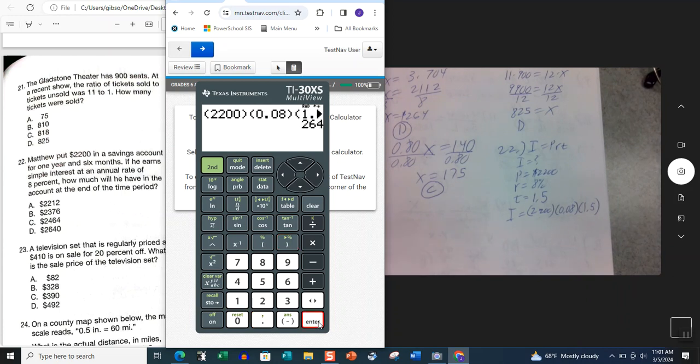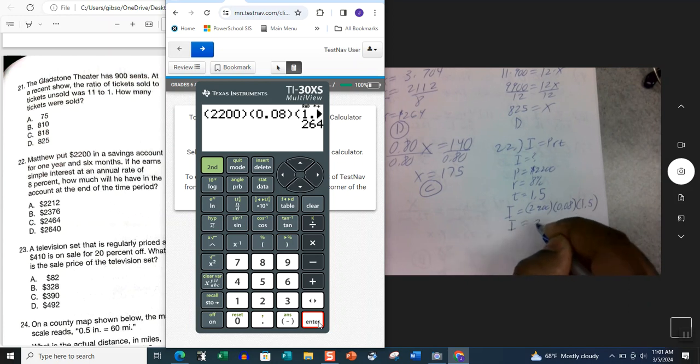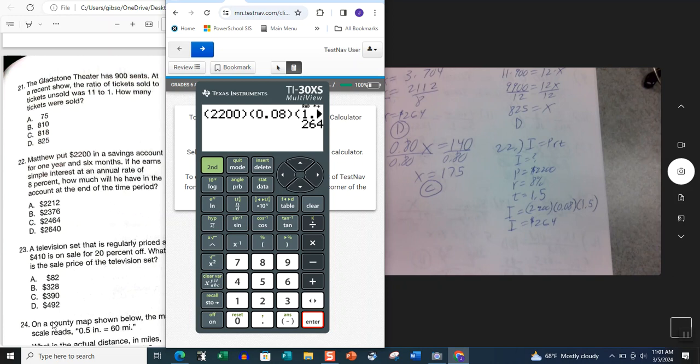Press enter. So the interest would be $264. Now that is the interest, but they said how much will he have in the account at the end of this time period. So we have to take this 264 and add the 2,200 to it. So it'll be 2,464, which will give us C. Okay, next.